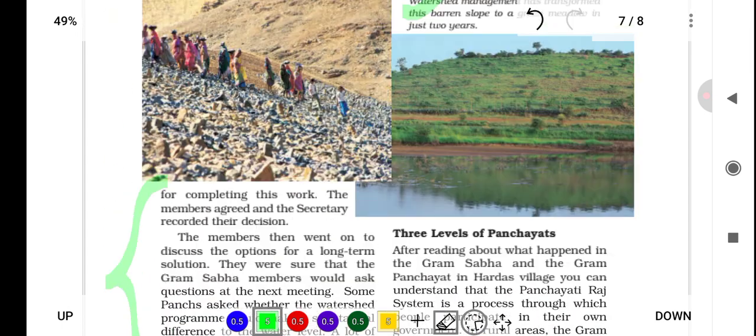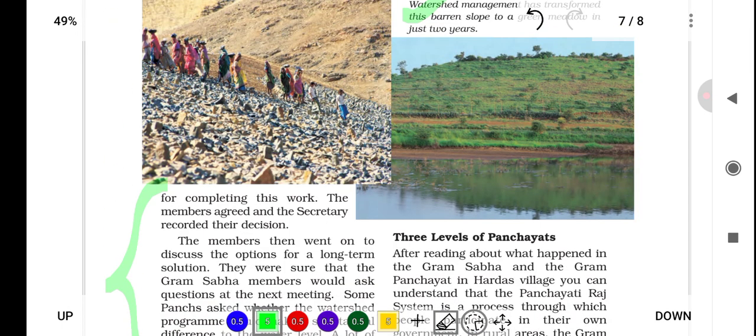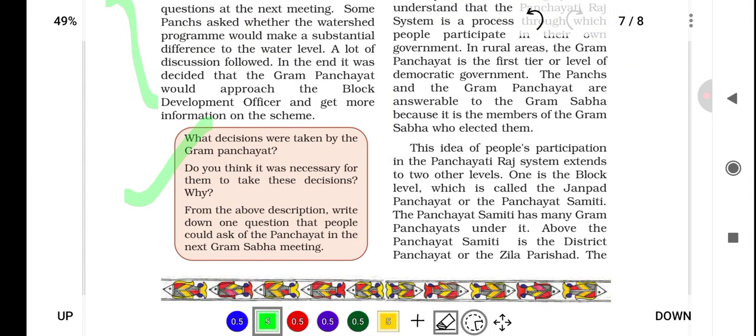Now we'll discuss the 3 levels of Panchayat. After reading about what happened in the Gram Sabha and the Gram Panchayat in Hardas village, you can understand that the Panchayati Raj system is a process through which people participate in their own government. In rural areas, the Gram Panchayat is the first tier or level of democratic government. The Panch and the Gram Panchayat are answerable to the Gram Sabha because it is the members of the Gram Sabha who elected them. The idea of people's participation in Panchayati Raj system extends to two other levels.